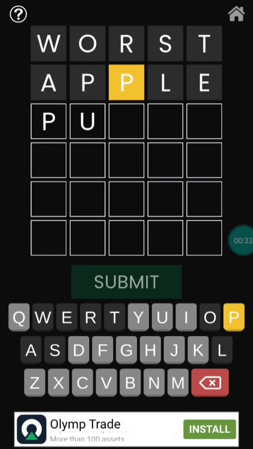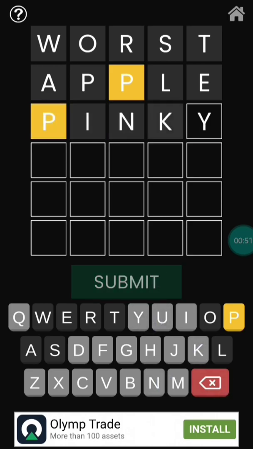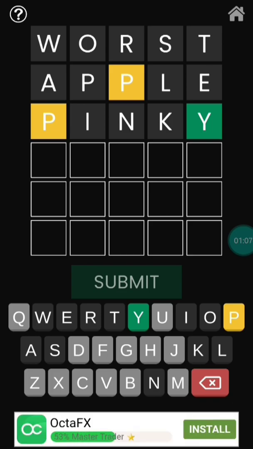Now I have to write another word like this. So let's write another word, pinky. Now again you will see that P is in the word, but it is not the first letter. And Y is a letter in the word. Green means the Y is in the word and it is at the right place. So Y is the last letter of the word.